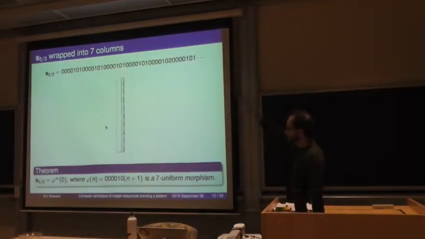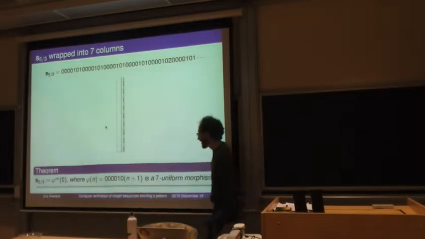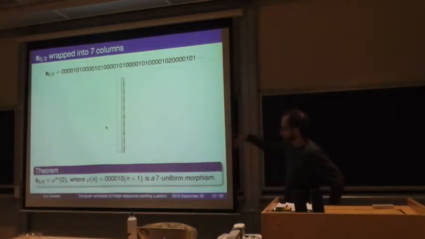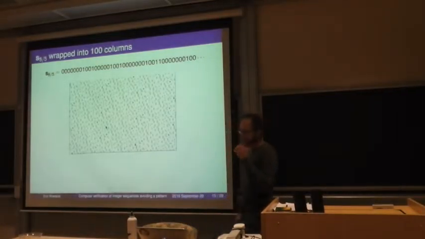So this sequence is the fixed point of this morphism. Okay, so what does 7 uniform mean? 7 uniform just means that this is length 7. And it follows that this is a 7 regular sequence. So 7 is the right number for 5/3. All right. What about 8/5?